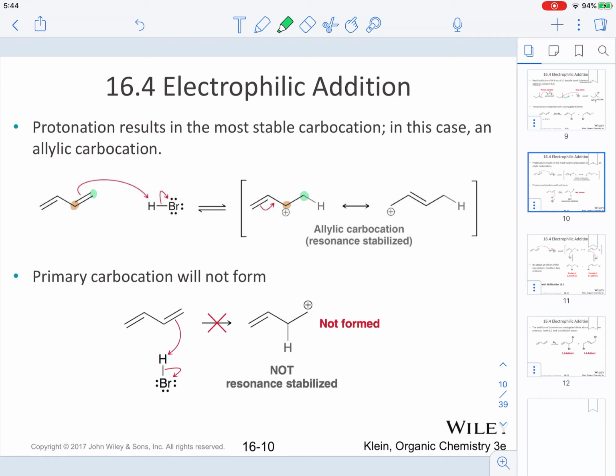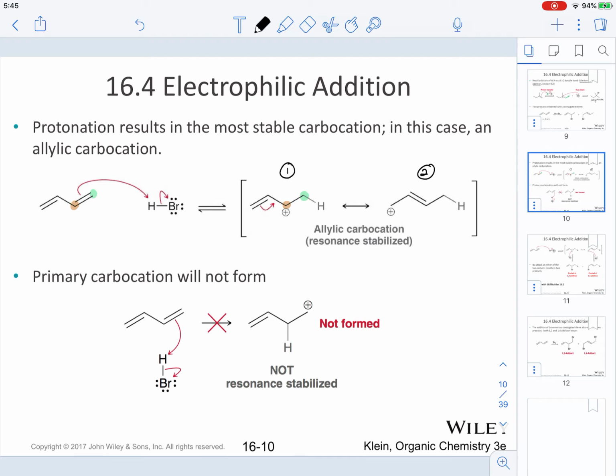Now, this allylic carbocation is going to have resonance stabilization. So as you can see, we make two allylic carbocations. This is the first one, and then the second one is just the resonance structure. So we make a second allylic carbocation. Now, the formation of these two allylic carbocations is what results in the two different products that we have.